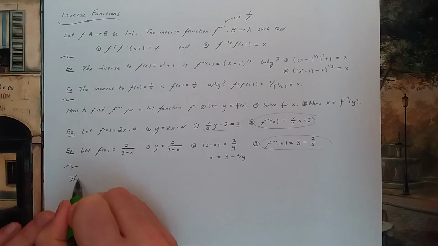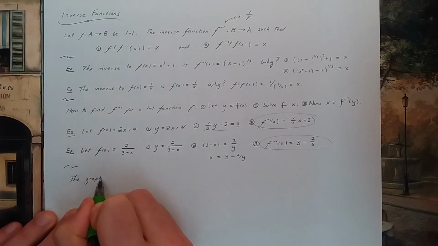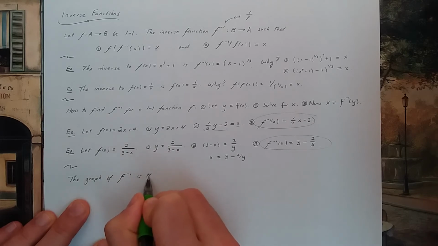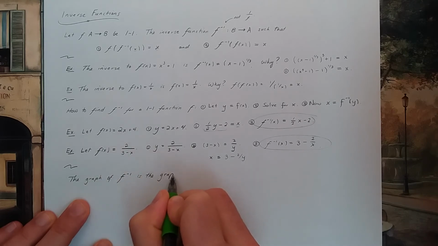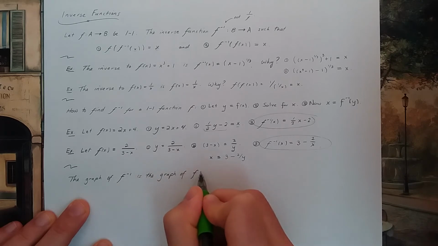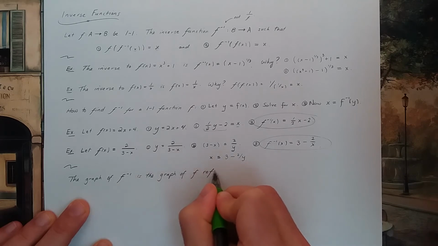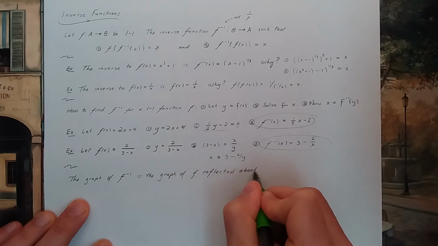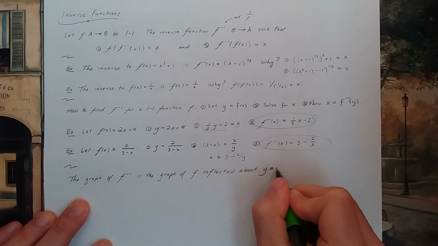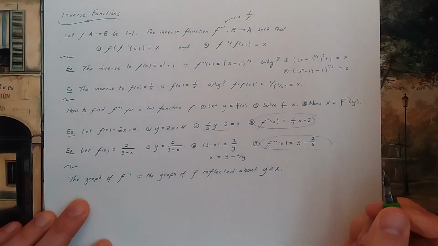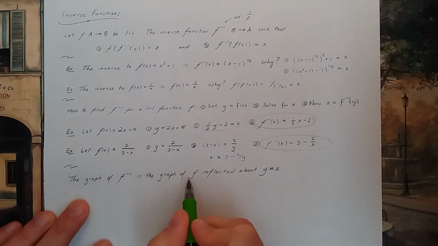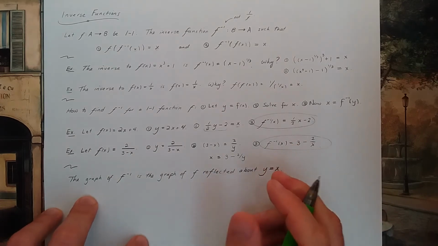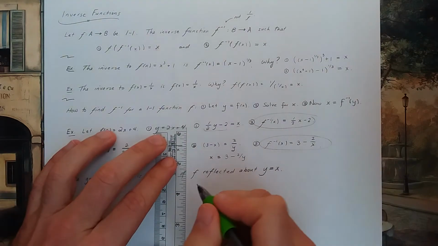Now the graph of f inverse is the graph of f of x reflected about the line y equals x. So if you know the graph of f, then you can use that to draw the graph of f inverse. Let's see what this means graphically.